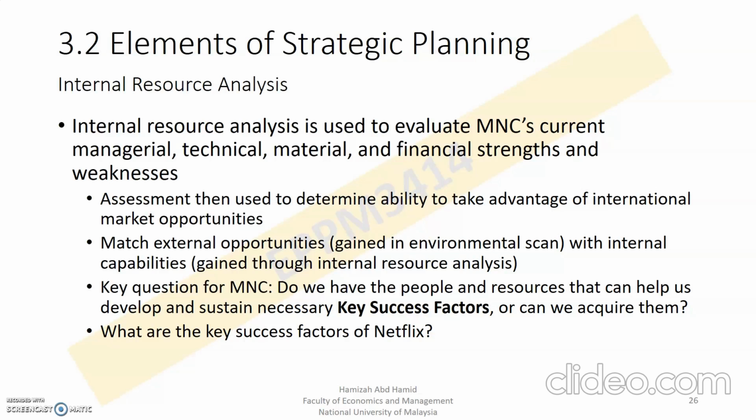For the case of Netflix, what are Netflix's key success factors? The fact that they have been doing the business for 10 years shows that they have developed their own capabilities, that they have developed their own technology. So it took them more than 10 years to venture into Canada. Those 10 years, most probably Netflix spent developing their own competencies, their own internal strengths.